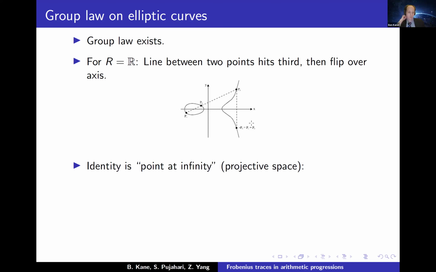The identity of this group is actually a point at infinity, and this is well defined in projective space. So essentially, there's a well-defined infinite point, and you can think of a vertical line. Every vertical line hits this point.